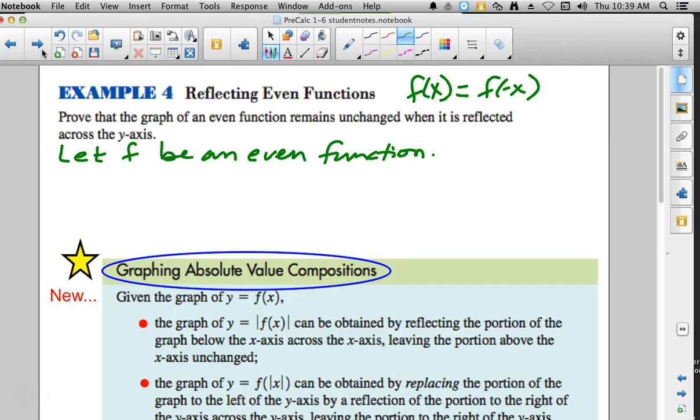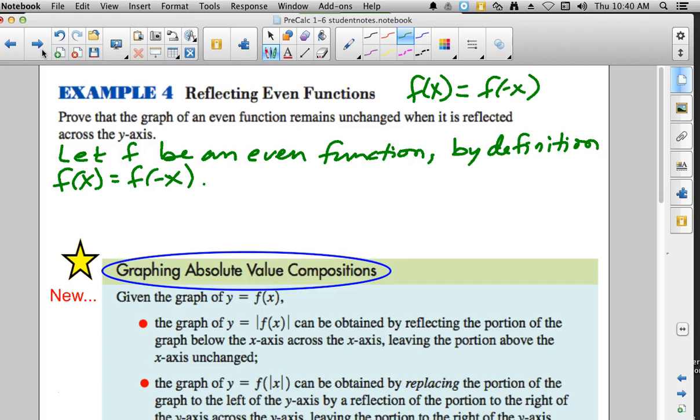What did I know about even functions? Once I saw that, I wrote this. So, comma, by definition, f of x equals f of negative x. That's what it means to be even. So I start there. All right, so now, what am I supposed to do with this? It says an even function remains unchanged when it is reflected across the y-axis.